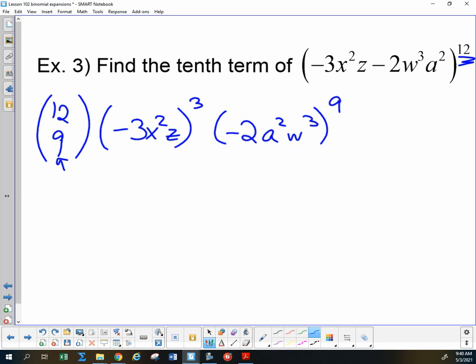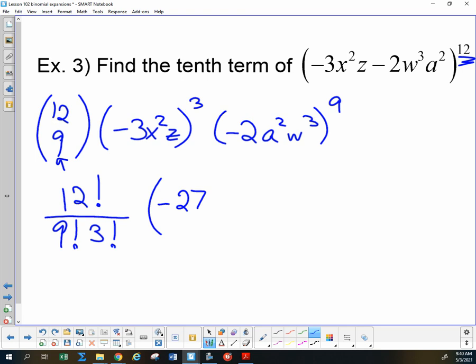Now it's just going to be a mess to figure out, and I'm going to need you guys to help me out with calculator on this one. I am not going to try to do this in my head. We're going to have 12 factorial over both 9 factorial and 3 factorial. This part, negative 3 cubed, is that going to be positive or negative? So it's going to be a negative 27.